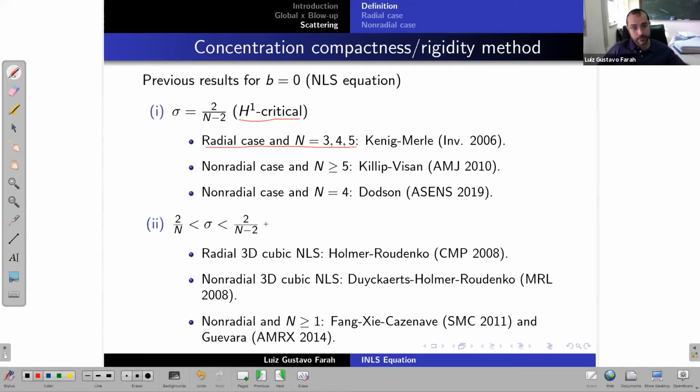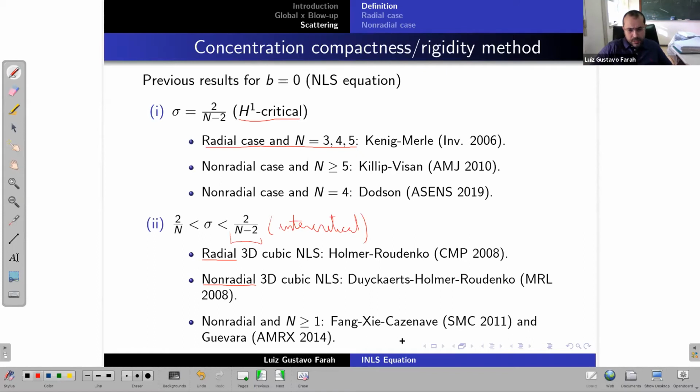So that is the H1 critical case for the INLS. Now for the intercritical case, we have these results, for example. It was first considered by Holmer and Roudenko in 2008, where they proved this kind of result for the radial 3D cubic INLS. So it's a specific equation in the intercritical range. Then for the same equation, the 3D cubic, in a joint work with Duyckaerts, they also showed that you can use this argument to prove scattering for non-radial solutions, right? So first they considered radial, and then together with Duyckaerts, they removed the radial assumption, right?